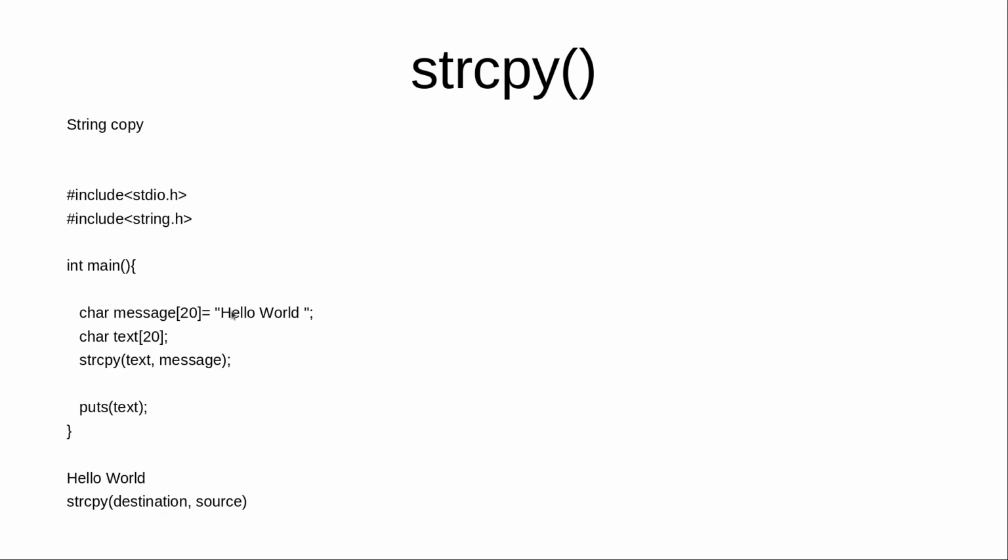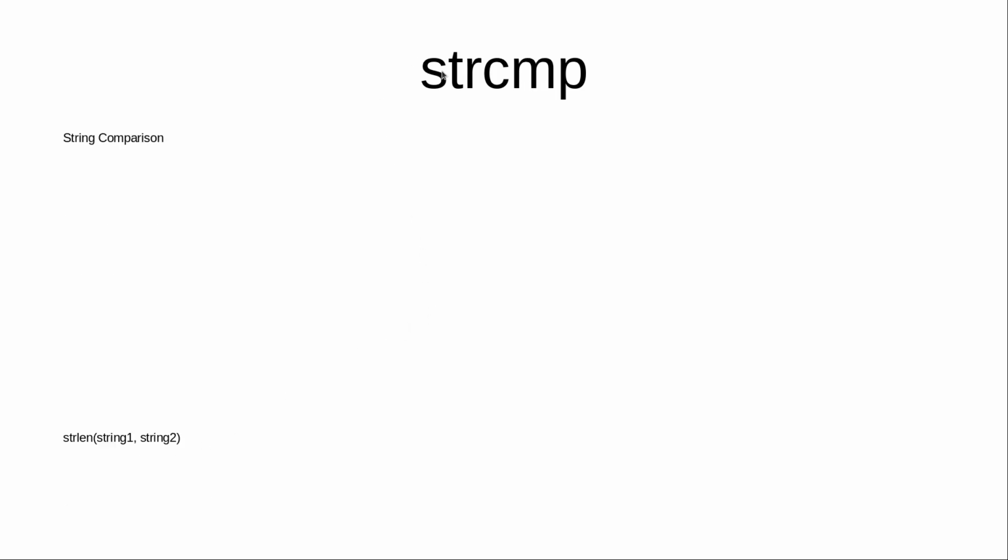So what is the value stored inside the variable message? That is "hello world". So in strcpy, destination, source, the value stored in the source was copied to the variable text. So text has the value "hello world", and that was printed when we used puts. The next one is string comparison.